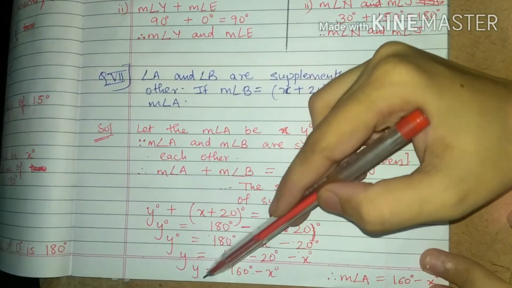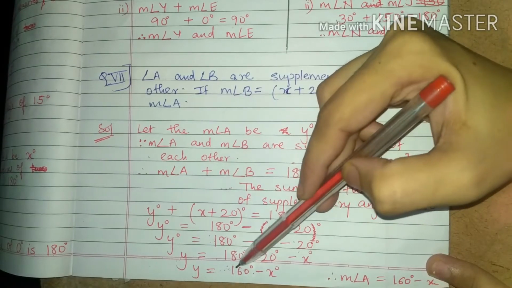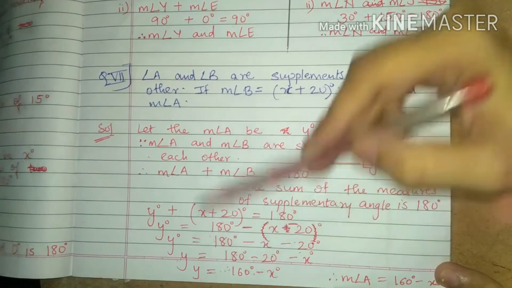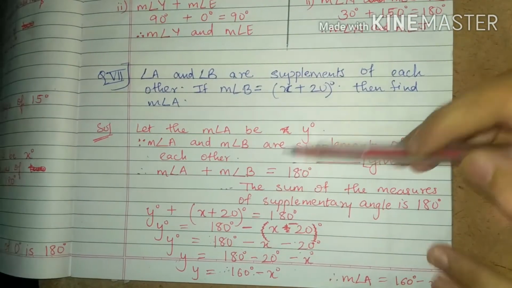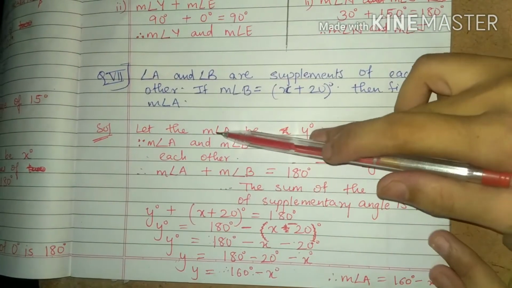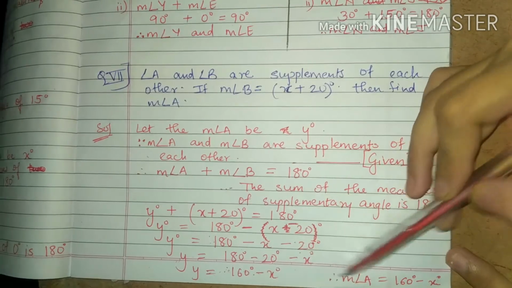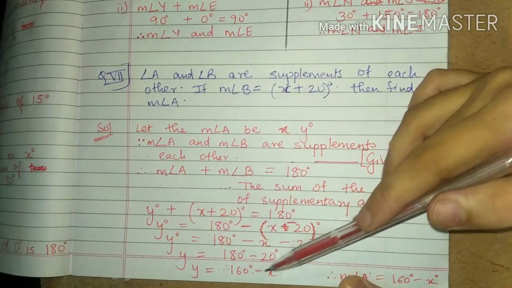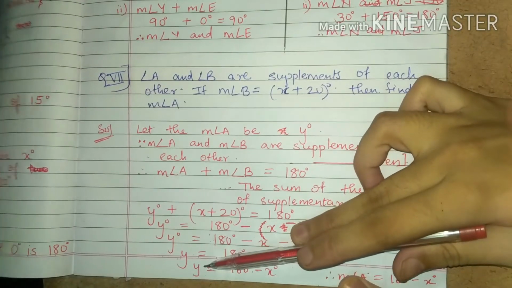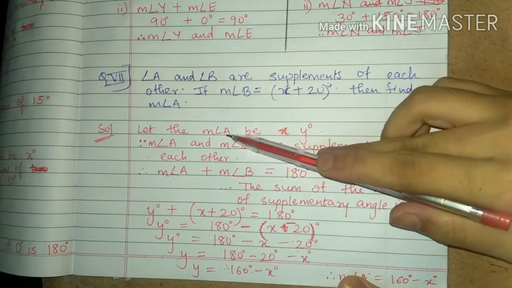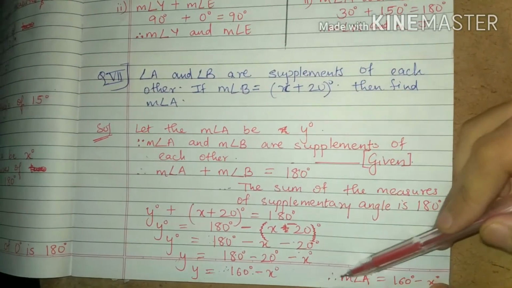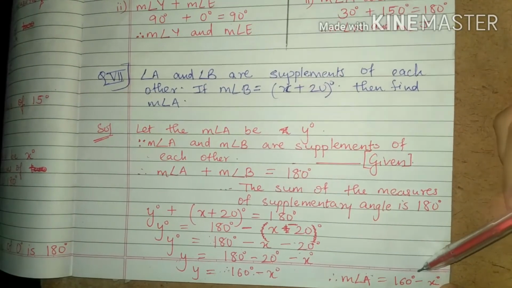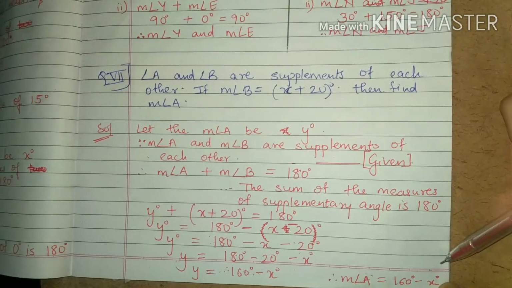Then what is the answer? y equals how much? 160 minus x degrees. And y was given to which angle? Measure angle A. So measure angle A equals 160 minus x. We write just the conclusion: measure angle A equals 160 minus x degrees.